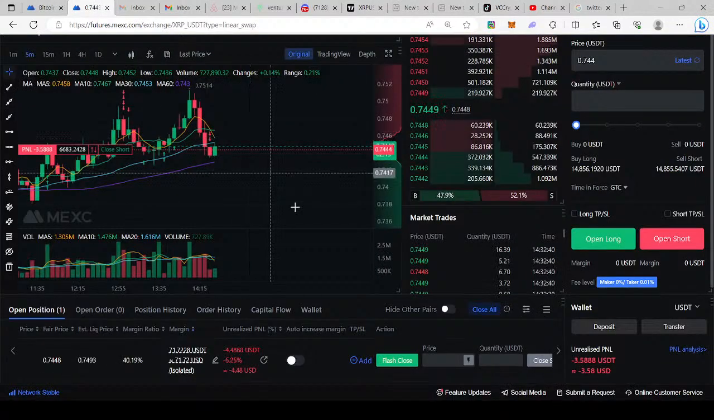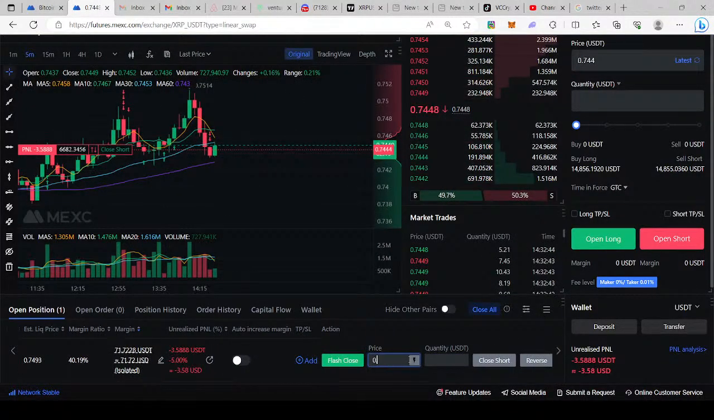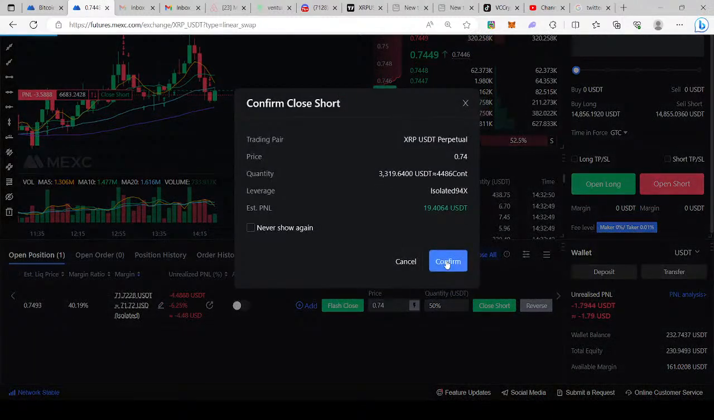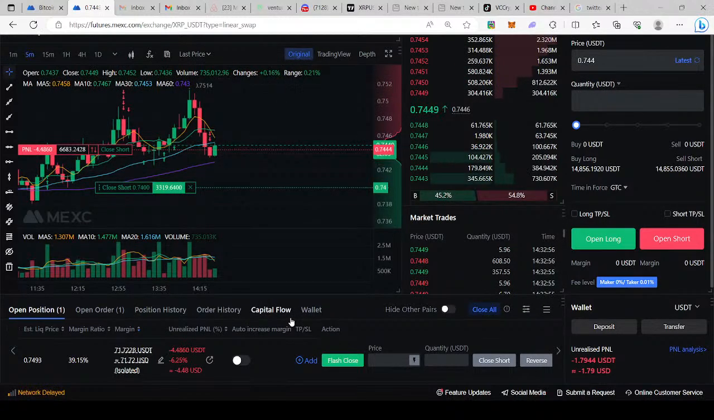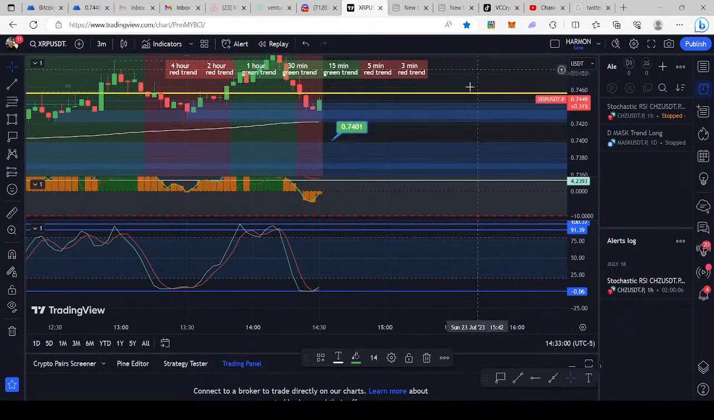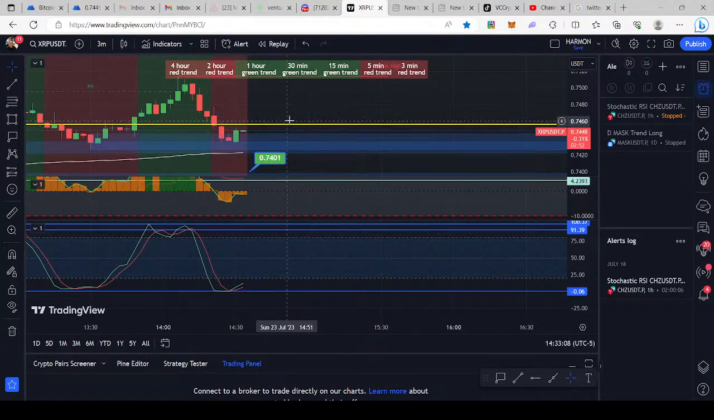All right, so we're going to take this over here. I'm going to type in 74 cents, and I'm going to take 50% on that 74 cents. That way if it wicks down there, it's going to claim some profits for me. So right now, XRP is going to start bouncing in this area here. You're going to get little tops, and you're going to work your way back down.